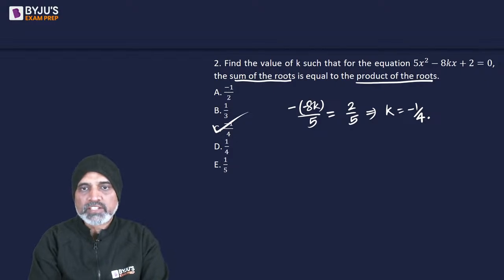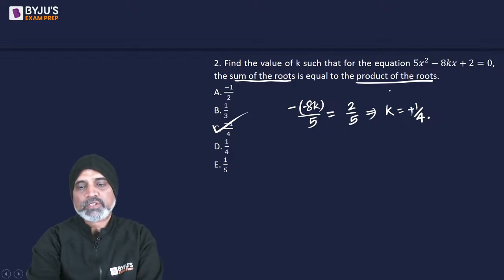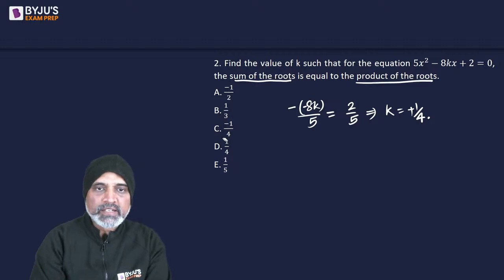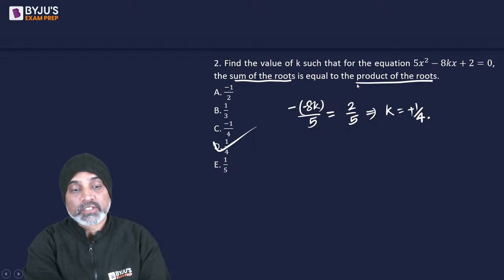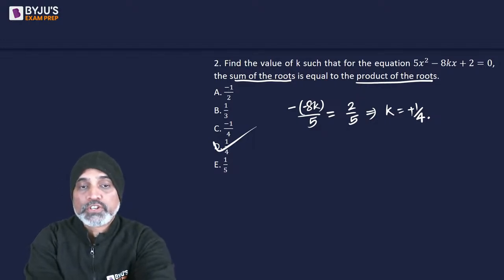Oh, sorry, it was minus of minus 8, so it will become plus 1 by 4. My bad. I did say minus, but I forgot to take minus of this coefficient of x.